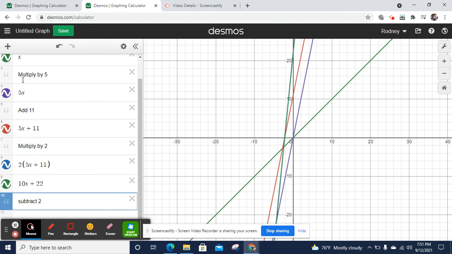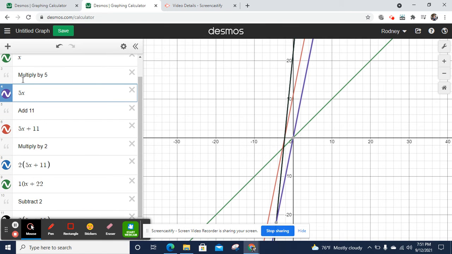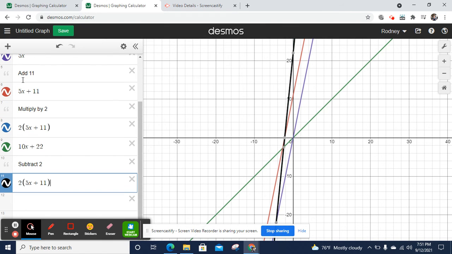Subtract 2. Okay, so now I've got this original fancy version. Subtract 2. But there we go, so we'll subtract 2. But I'm also going to simplify that with this. I'm going to subtract 2 from that, and when I subtract 2 from that, I end up with plus 20.